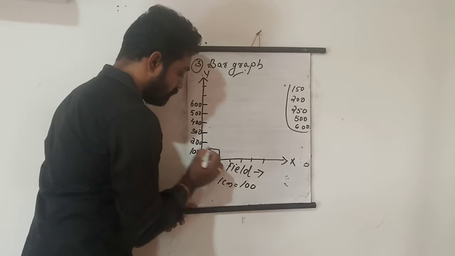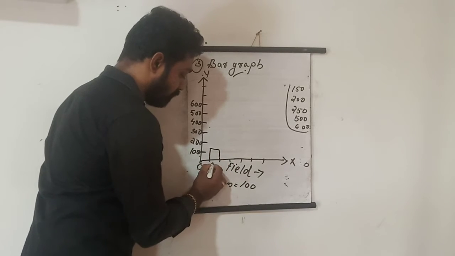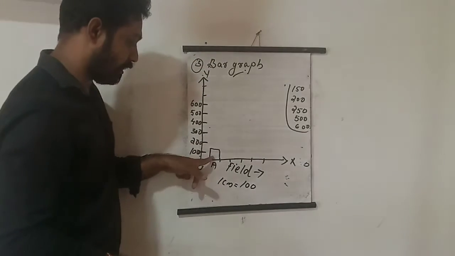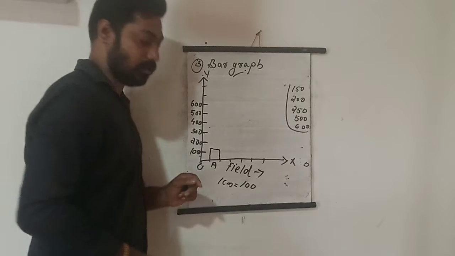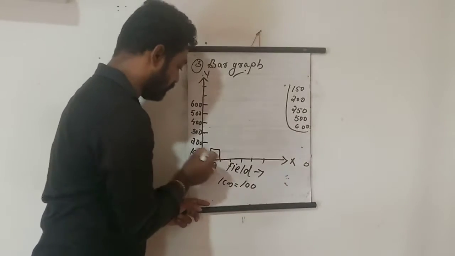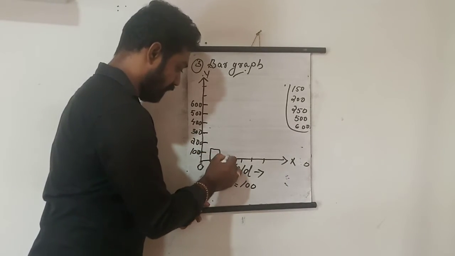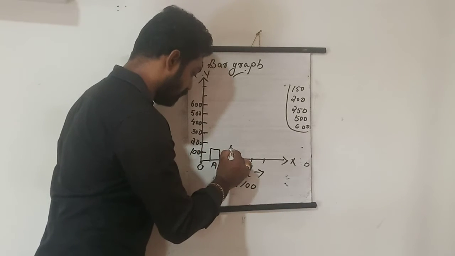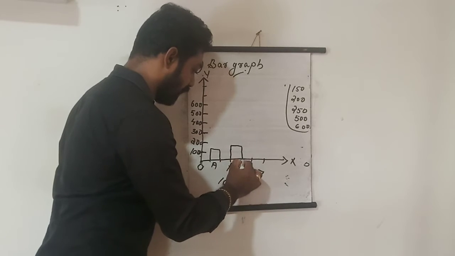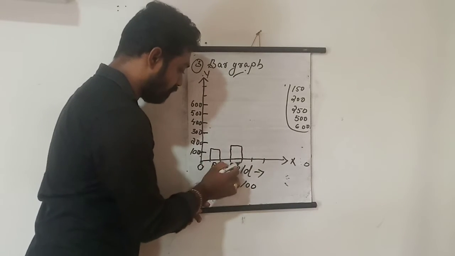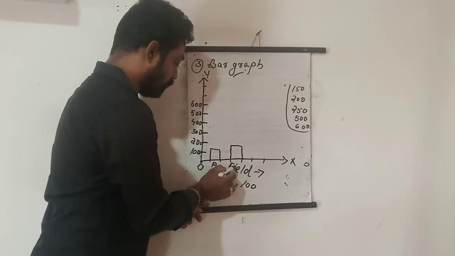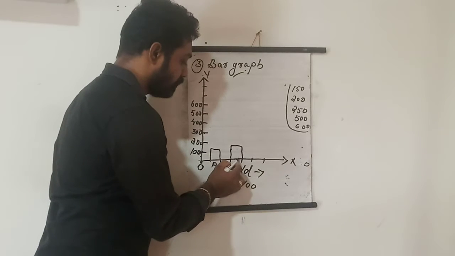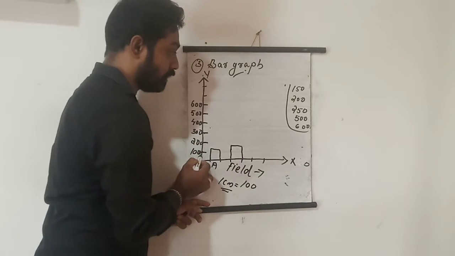This is field A, and you can write A on the bar or inside it, no problem. This is field B. 200 means exactly this way, isn't it? Make a space here and draw a straight bar for field B. Now we can understand that field A has 150. Field B has 200 plants, because 1 centimeter is 100 cabbage plants.